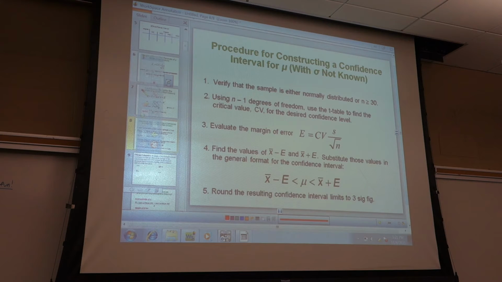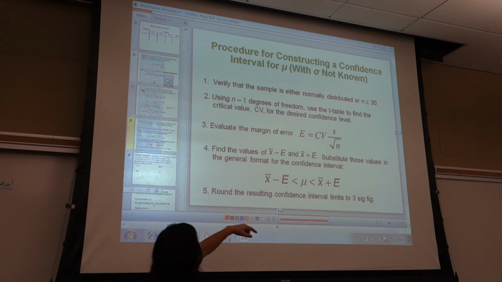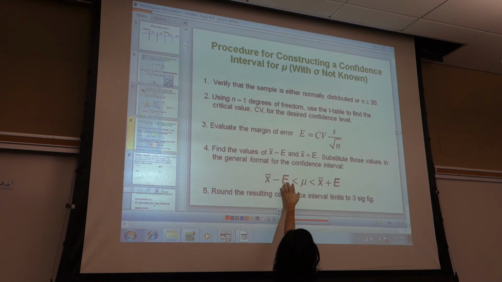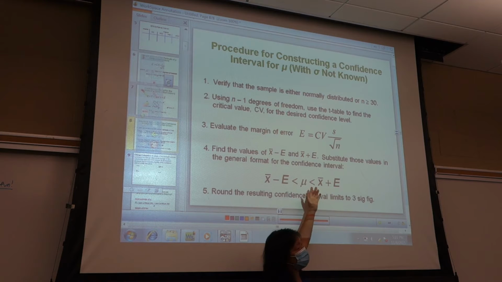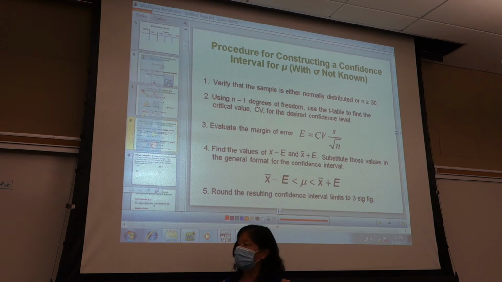So second step, find your critical value. Again, where do you find the critical values? Look them up in a table. Then find your margin of error, and then subtract that error from the mean and add it to the mean to find your confidence interval. And then last, round the confidence interval to three sig figs, or like I said before, round to the same number of decimal places that's in your mean or your standard deviation.